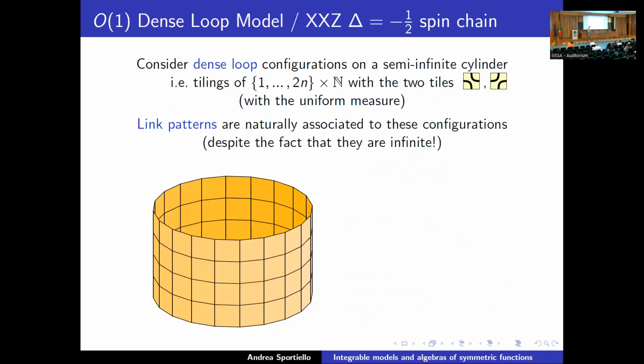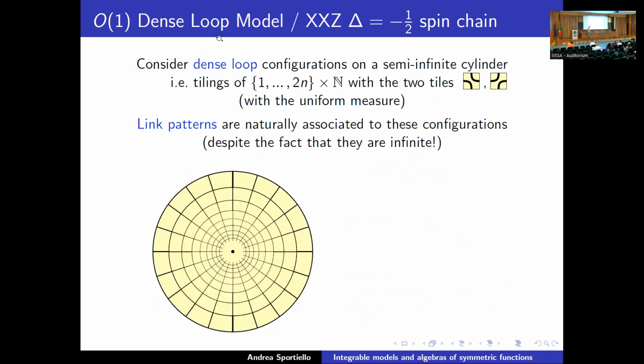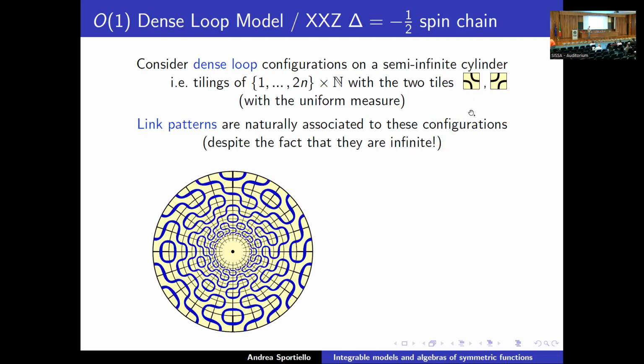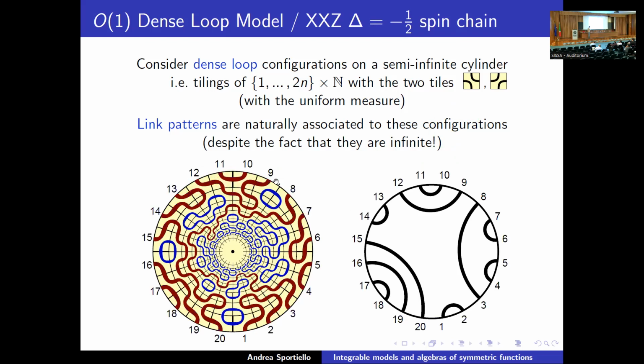They arise in the O(1) dense loop model in a natural way, because you can interpret this semi-infinite cylinder, you can draw it as a disk in a sense. You can fill it with these two tiles just by coin tossing and produce a configuration like this. Then you follow the paths that touch the boundary, and from that you build up a link pattern and write it down. So you have some probabilities for this. It is not clear that they are rational numbers, but they are.